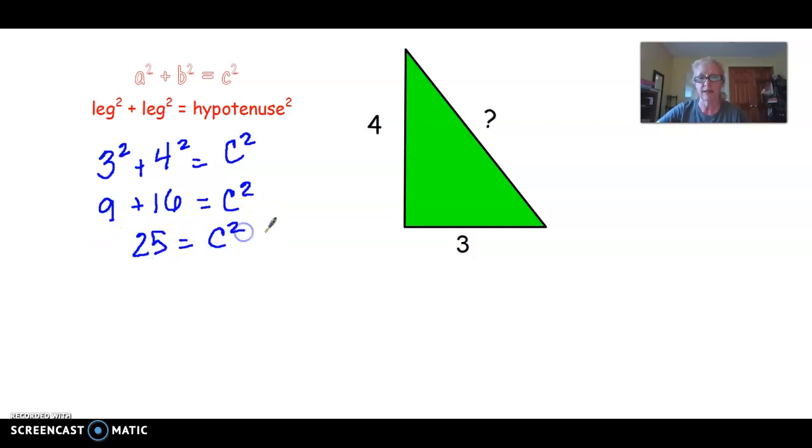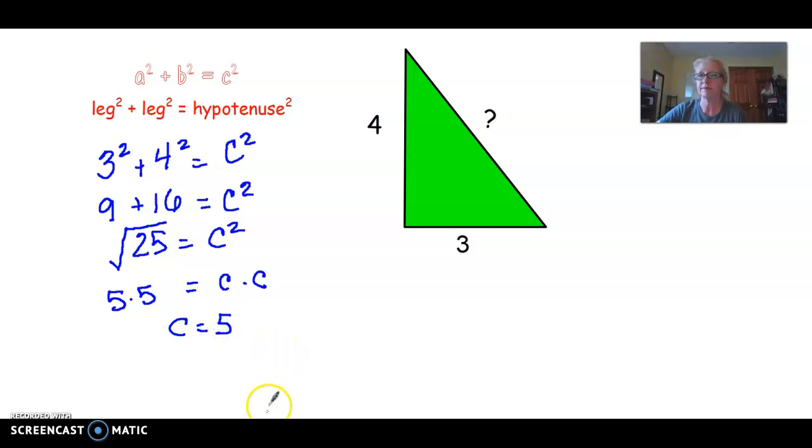Now, you might think you're done here, but you're not, because c squared is 25. I just want to know what regular c is. Well, c squared is c times c, so what number times itself equals 25? You might know that one off the top of your head, but if you get a hard one, take the square root of that number, and it will give you the answer. So we learned through this process that c is 5.